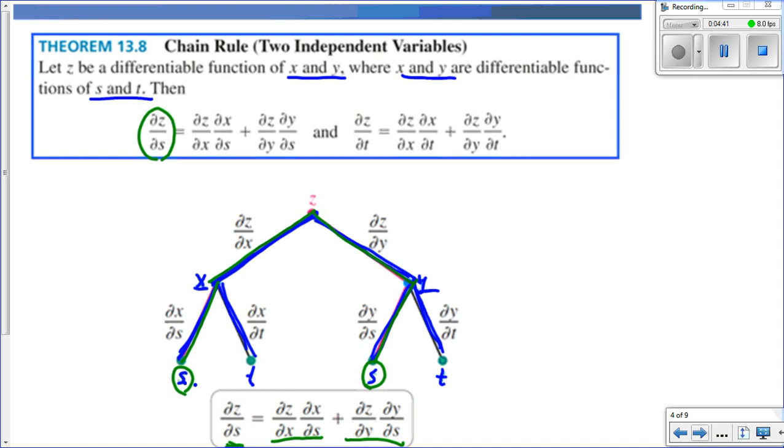So now, let's say we want to find the partial of Z with respect to T. Look at the paths ending in T, take the whole paths that end at that T value, the partial of Z with respect to X times the partial of X with respect to T.